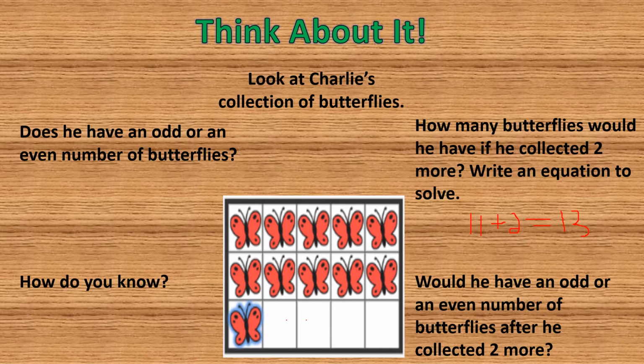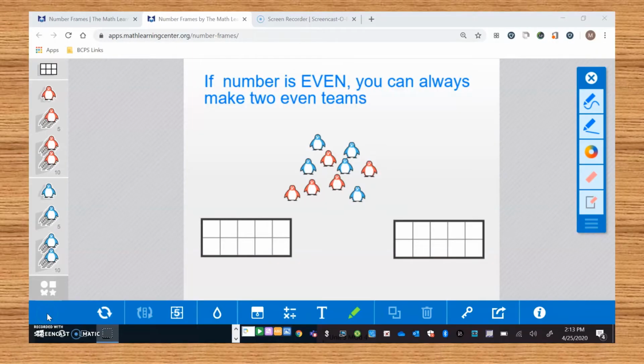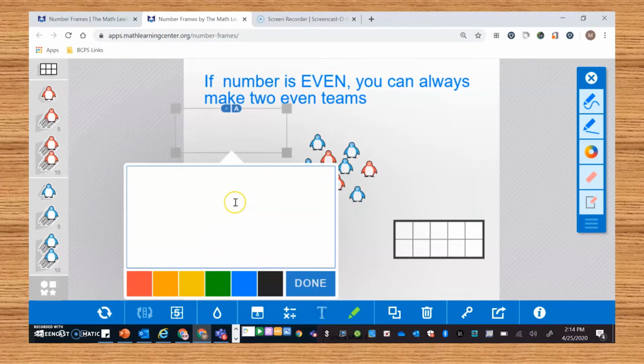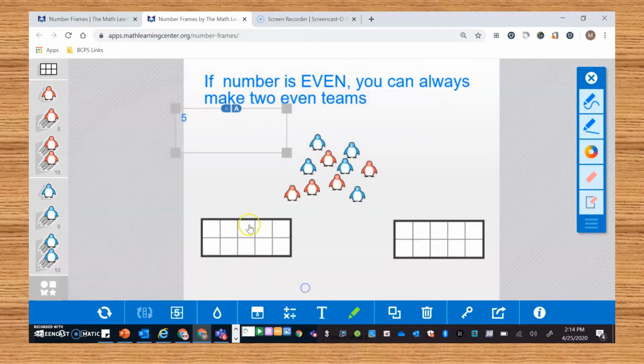Nice work thinking about it, guys. So let's look at another problem here that we have for evens. If a number is even, you can always make 2 even teams. So here we have some penguins, and they want to play a game of basketball. And basketball has 2 teams, and each team has 5 players on it. So we want to see if these penguins can make even teams.